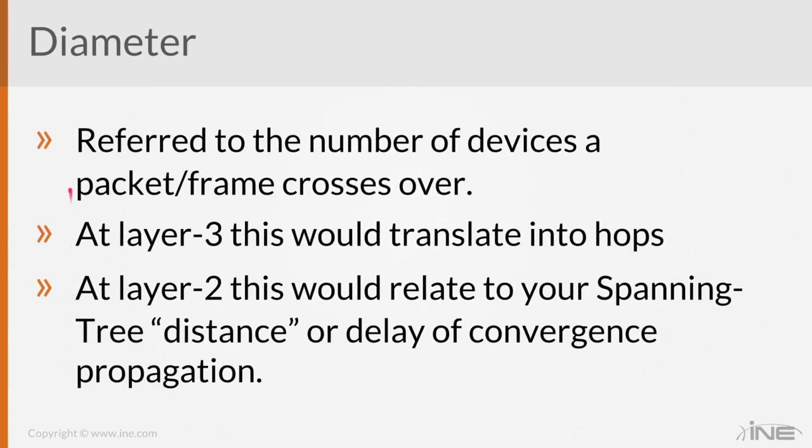Diameter is referred to as the number of devices a packet or frame crosses over. At layer 3, this would translate into hops. So at layer 3, it's pretty easy to figure out. 5 hops will be a diameter of 5. At layer 2, this would relate to your spanning tree distance or delay of convergence propagation. So if you have aggregation of switches to another switch at layer 2, this grows the diameter of your spanning tree. Let's have a look.